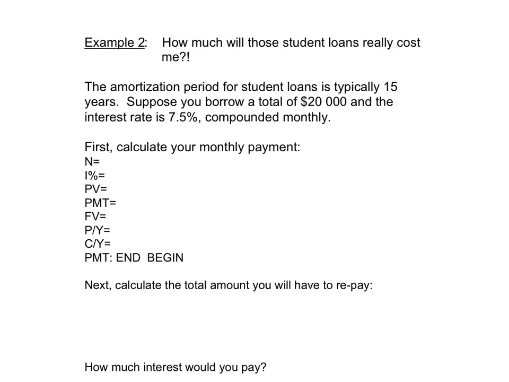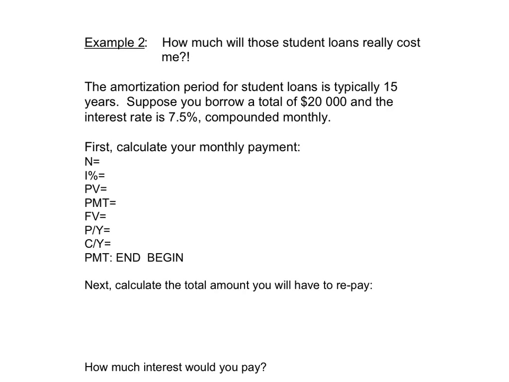One of my favorite examples. So, student loans are another reality for many students who go off to college or university. And it's important when you borrow money for any purpose, but including to go to school, that you think about the interest that you're going to be paying on that money. And sometimes that will make you a little more careful in how quickly you spend that money that has been loaned to you. So the amortization period for student loans is typically 15 years.